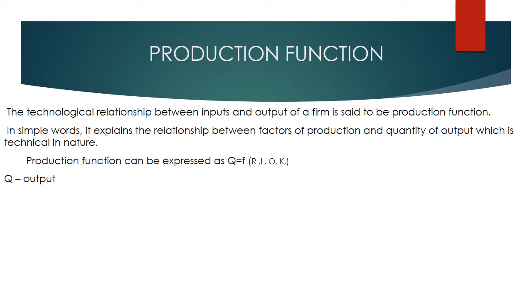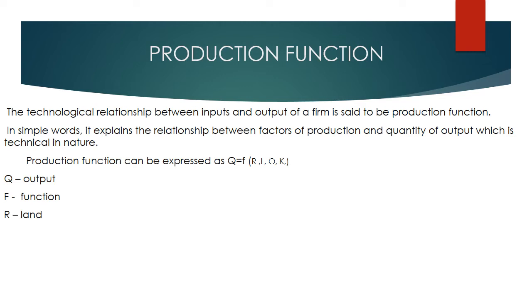So Q denotes the output the producer produces. F denotes the function. So function explains the relationship between two variables. Here we are having two variables. One variable is Q, we call it as output. The other variables, what we are seeing, R, L, O, K, are the inputs. So here the function F explains the relationship between the output and the inputs.